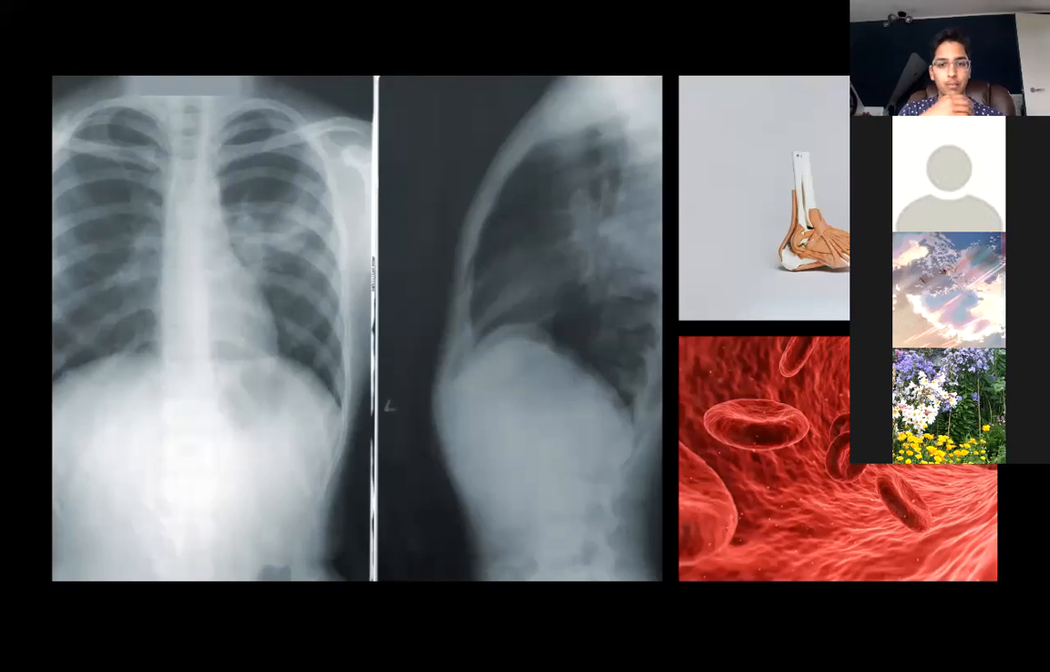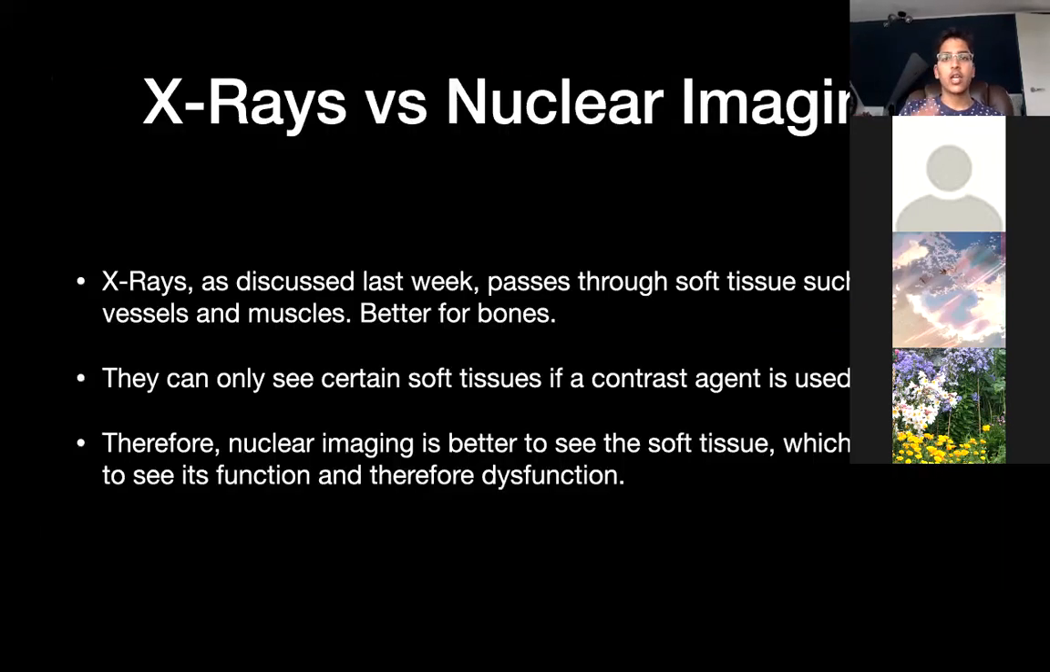And that's the problem. X-rays aren't very useful in showing soft tissues like muscles, blood vessels, intestines. So if there are any problems in these areas, you can't see them. And that's why nuclear imaging is quite useful in these areas. X-rays, as we discussed in last week's session, pass through soft tissue, such as vessels and muscles. And that's why they are better for bones. However, they can only see soft tissues if a contrast agent is used.